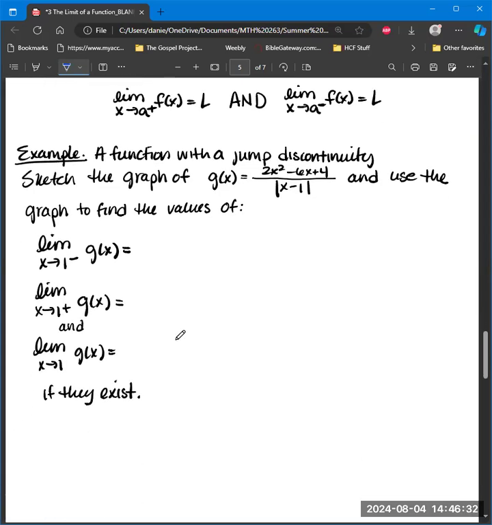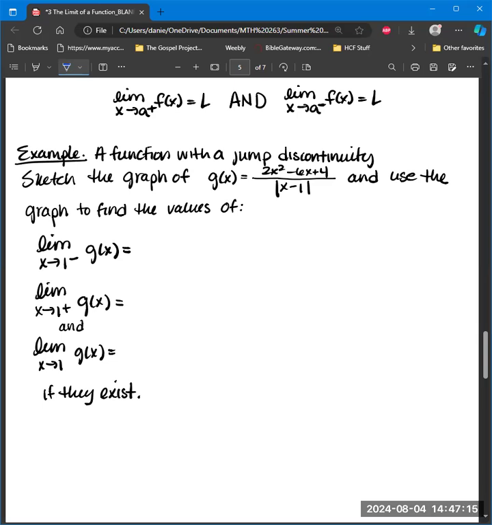So, a function with a jump discontinuity. We haven't really talked about what continuity is, but if the graph jumps and has two disconnected pieces, usually piecewise defined functions, but sometimes they'll have these absolute value pieces in them like this. We want to sketch the graph of g of x equals 2x squared minus 6x plus 4 divided by the absolute value of x minus 1, and use the graph to find the limit of g of x as x approaches 1 from the left, the limit of g of x as x approaches 1 from the right, and the limit of g of x as x approaches 1, if they exist.